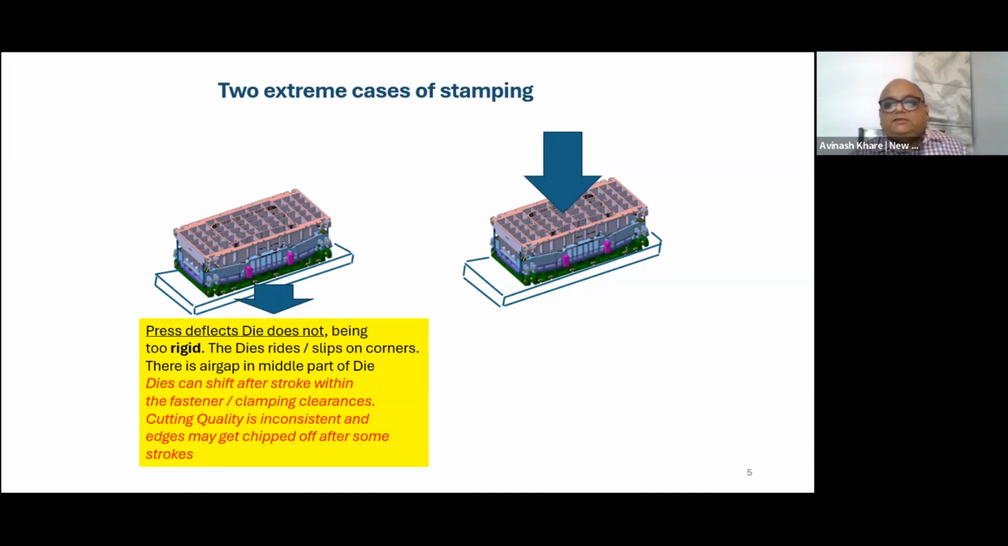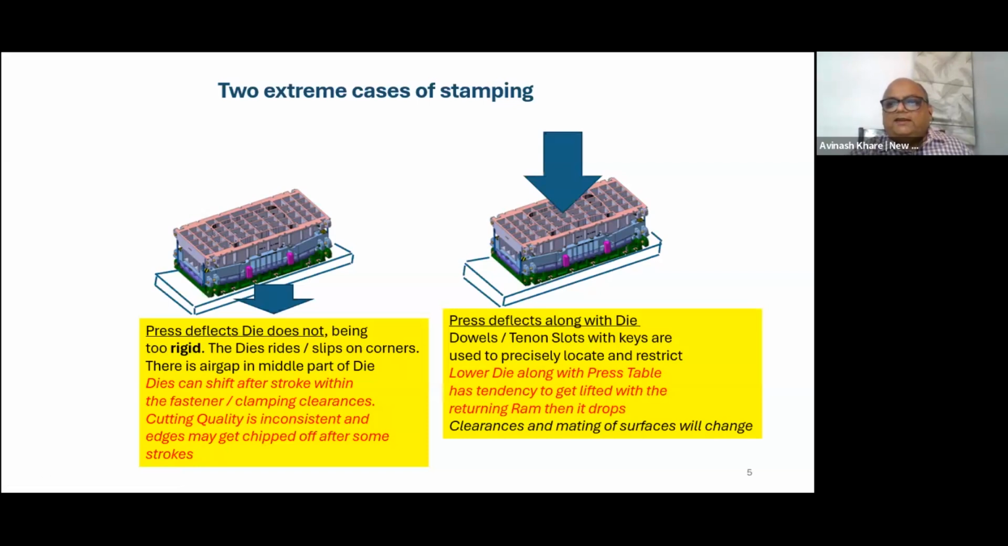Now these kind of things are practically seen in the field. Okay. But unless you simulate this aspect, you will not come to know that this is going to happen practically. Right. Other cases, other extreme, that the die is made so delicate that it is bending along with the press bed. Okay. Now here, if you see underneath, you will see some light. A feeler can go under the die. Here nothing can go because the whole die is bending along with the table.